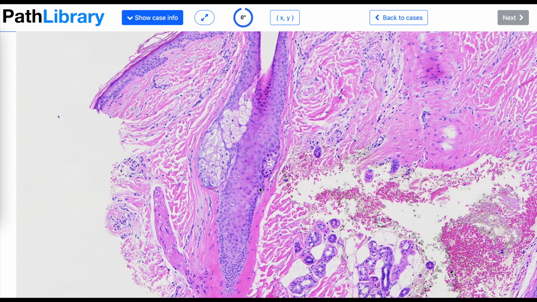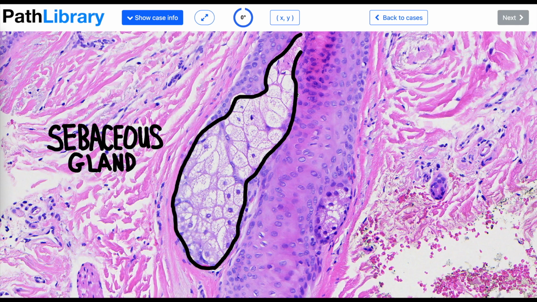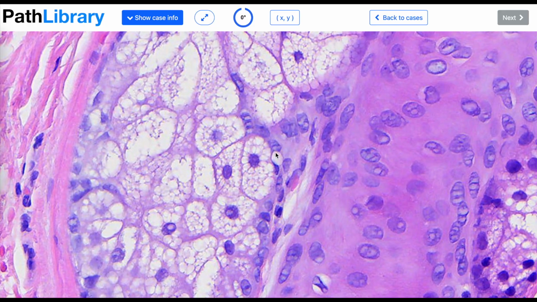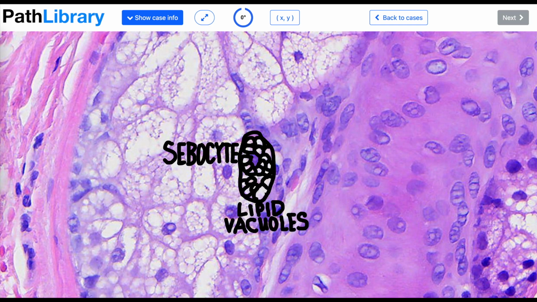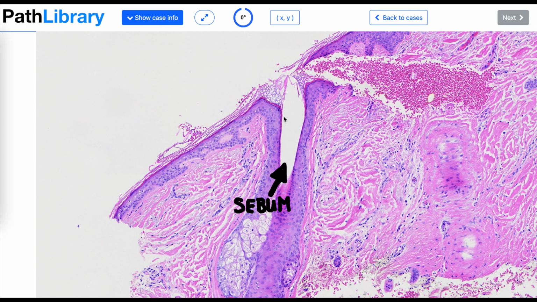Other things we can say about the hair follicle, well, we've got this clear structure right here. Let's take a closer look. This is actually a sebaceous gland. And I know it's a sebaceous gland because it's got this clear cytoplasm to the cells. And these cells are known as sebocytes. Sebocytes have this multivacuolated clear cytoplasm, and it's filled with lipid droplets. These are going to secrete sebum, or this oily material, to the skin surface and impart sort of an oily quality to the skin.